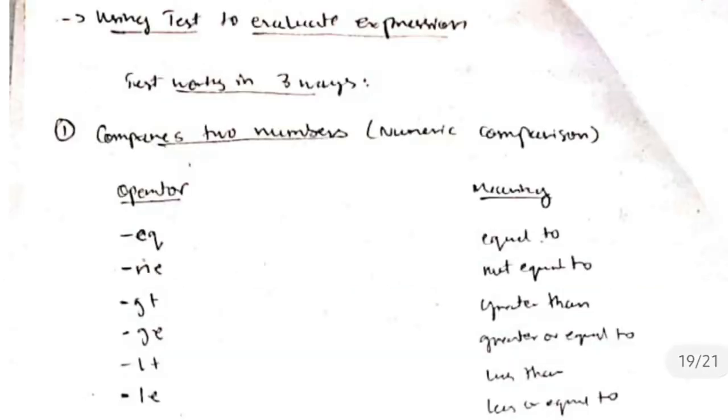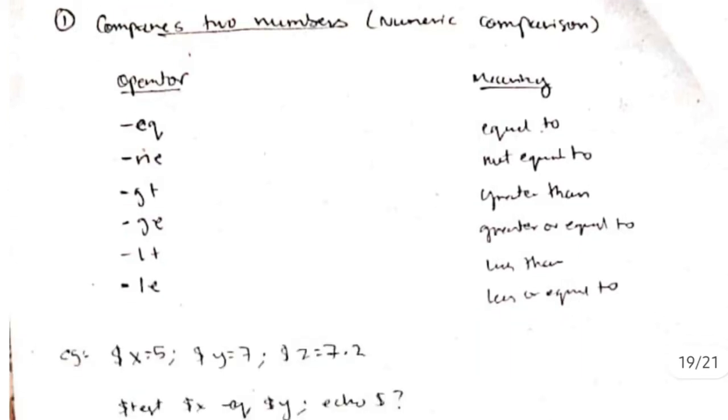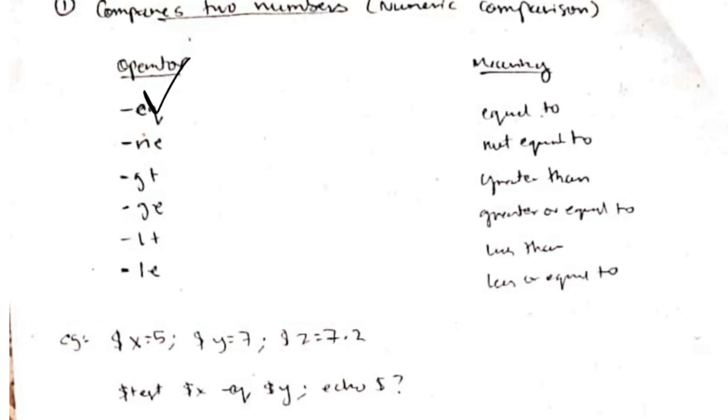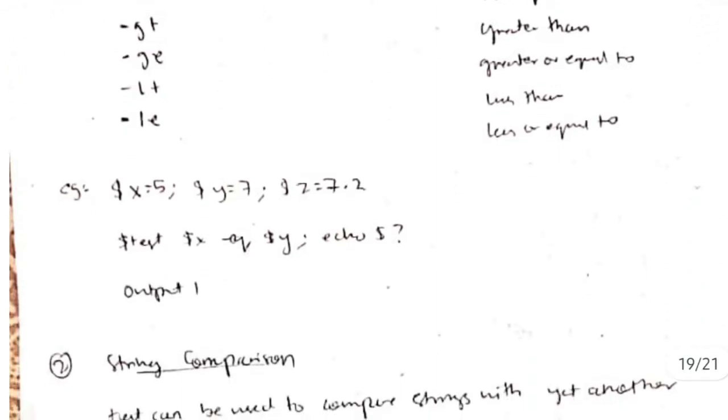We can use the test command to evaluate expressions. It works in 3 ways. To compare numbers, these operators are used: -eq for equal, -ne for not equal, -gt for greater than, and so on. For example, if I have 3 numbers, x as 5, y as 7, and z as 7.2, then test x -eq y will say no, it's not equal, so it will output 1.